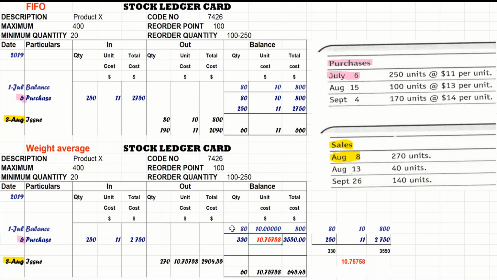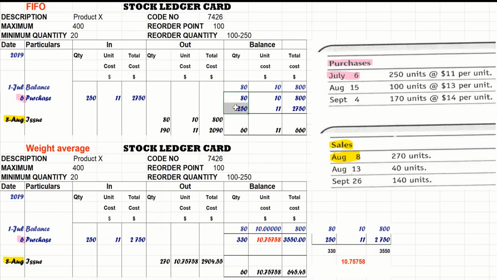Where did I get the 330? 80 plus 250 gives me the 330. What is the cost per unit? Weight average. We've done the calculation. You can see the 250 units carries a bigger weight than the 80 units, right? So that's why that price has increased to $10.75758. And I put that amount in red, and now I say 330 times that gives me the value of my stock. And here you can see it is slightly different to the FIFO method.